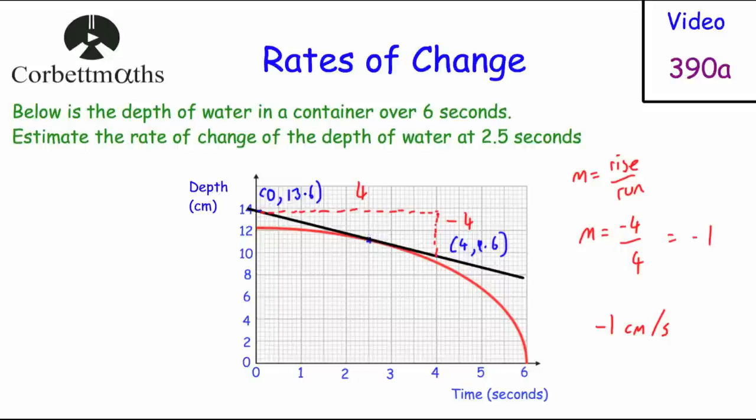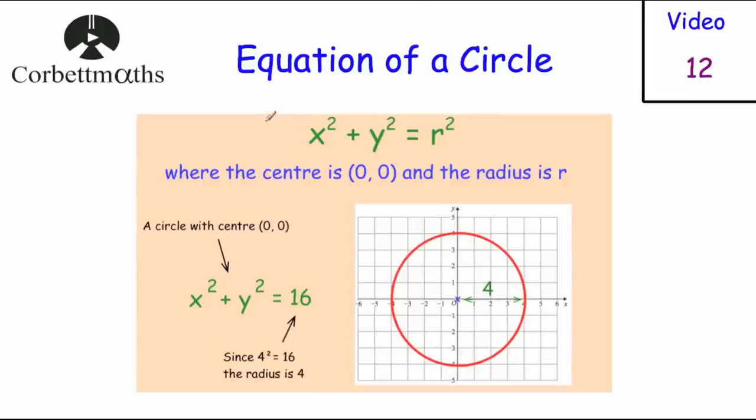Okay, let's have a look at our next topic. So the next topic we're going to look at is the equation of a circle. That's video 12. And here we've got the Corbettmaths revision card. And the equation of a circle at GCSE level is x squared plus y squared equals r squared.